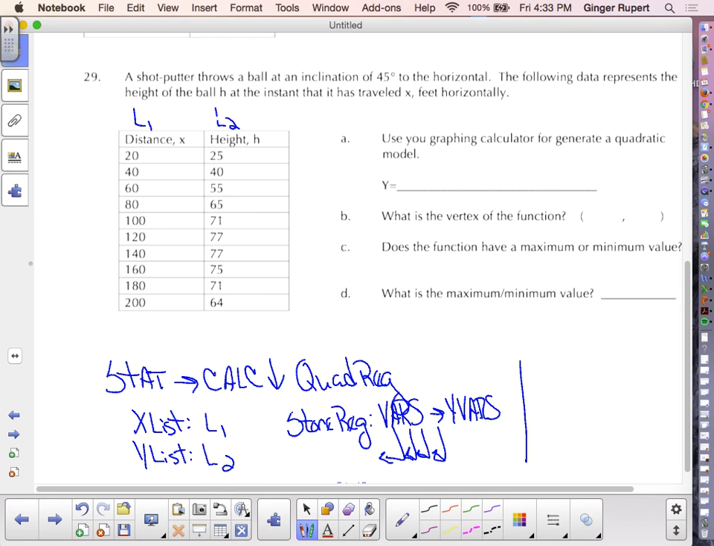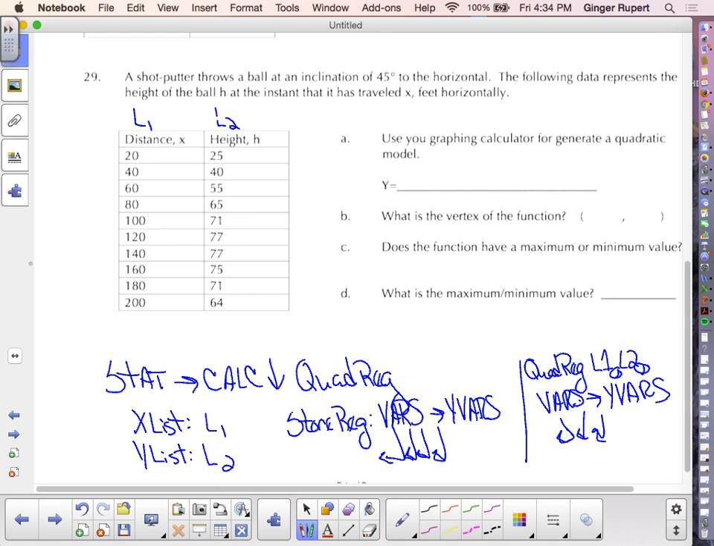If your screen does not look like mine and instead looks like quad regression, you want to go to the second 1 key, which will give you L1. The second 2 key gives you L2. Then you want to go to vars, arrow over to Y vars, and you will need to hit enter 3 times. Okay, make sure you have your commas between those lists.